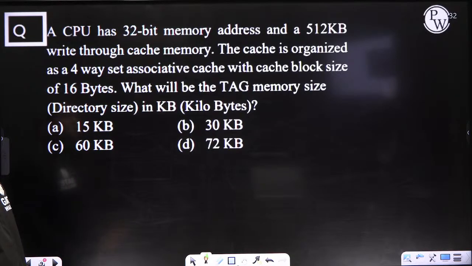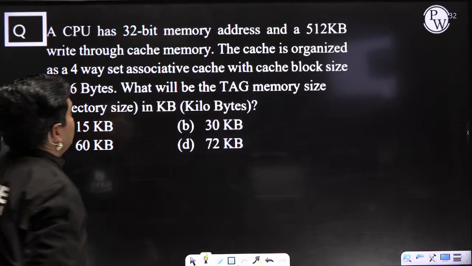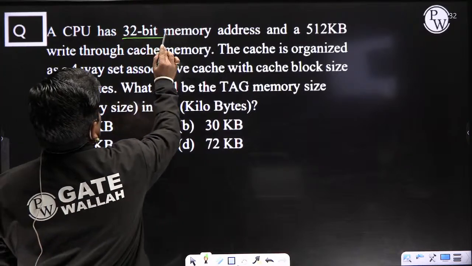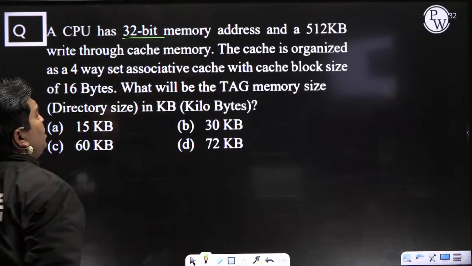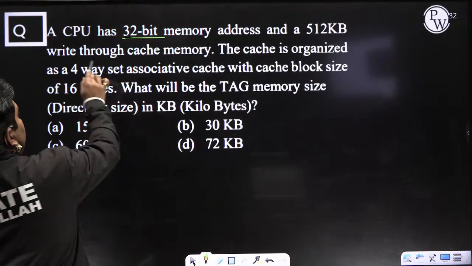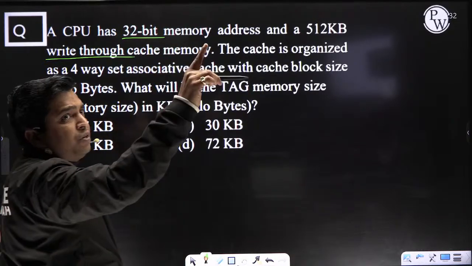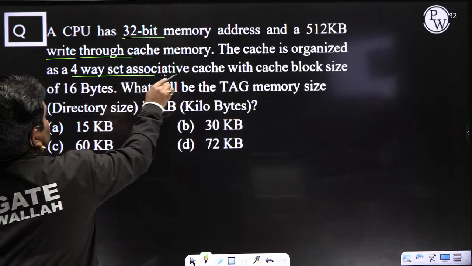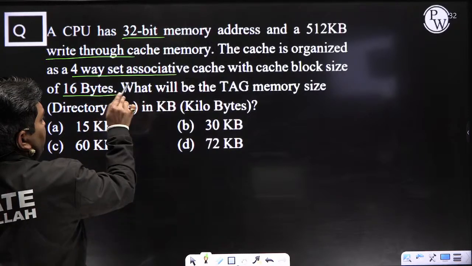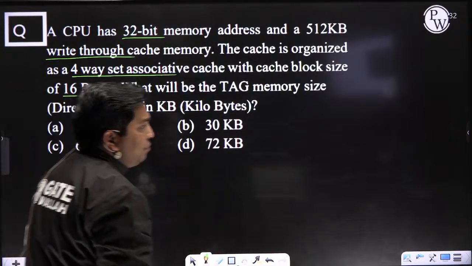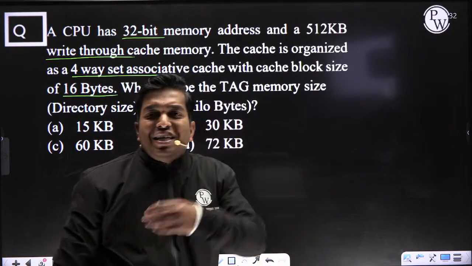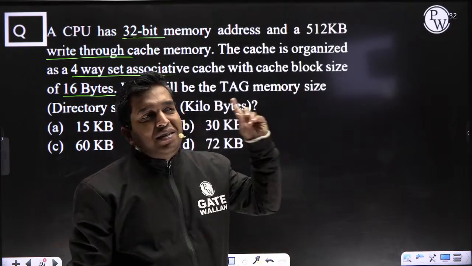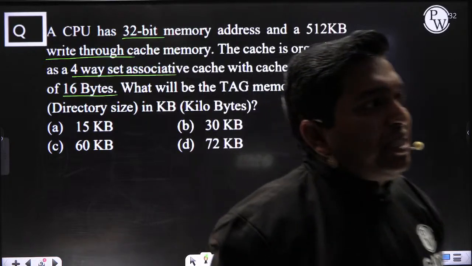Rishikesh, solve this one. What is the correct answer? What is being asked, my dear student? CPU has a 32-bit physical address, 512 KB memory, write through cache. Earlier it was write back. Now I am taking the question of write through. The cache is 4-way set associative with block size 16 byte. Then what is the tag memory size? Meaning to say, here I am asking each and everything, my dear. Tell me fast. What is the correct answer?